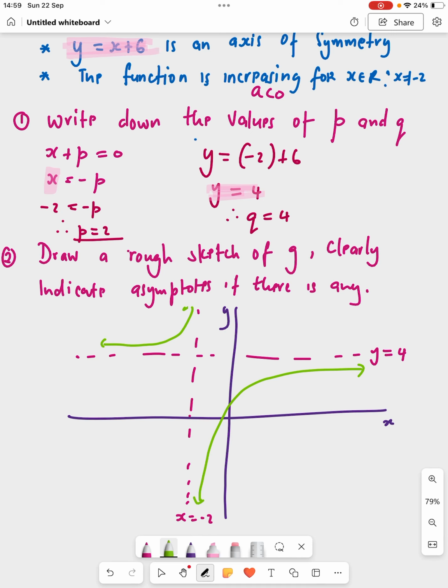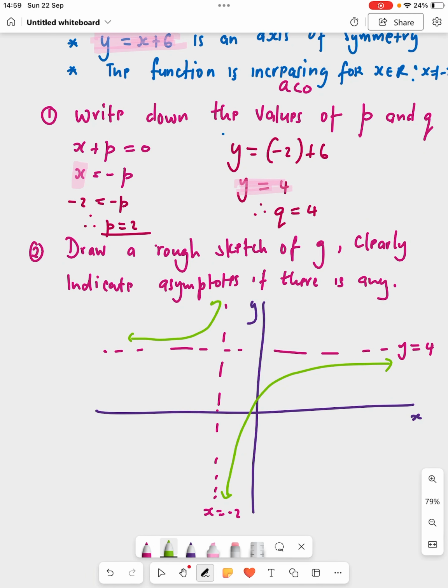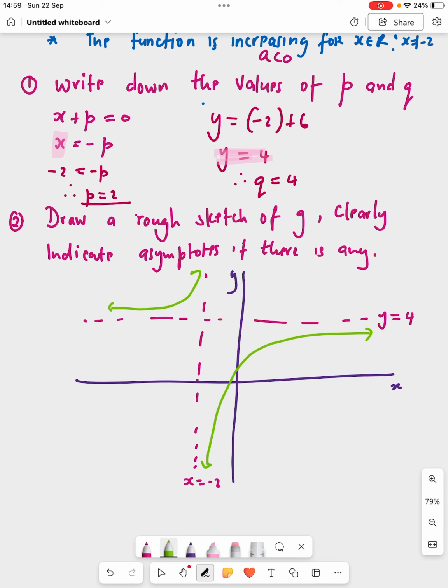So, unfortunately, because we do not have the exact value of a, we cannot calculate the y-intercept as well as the x-intercept.